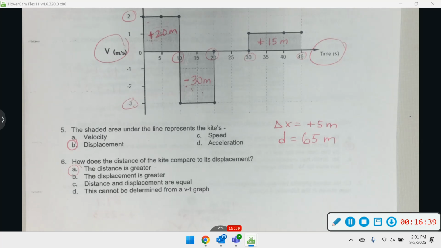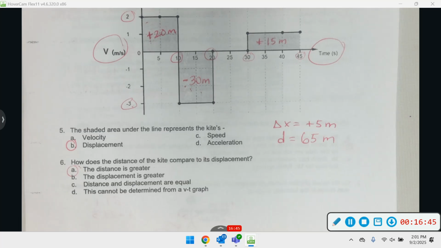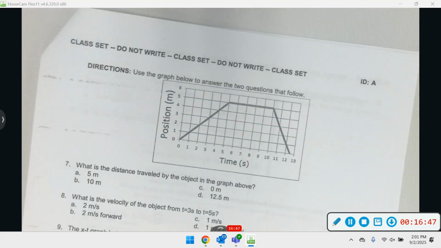Are there any questions about number 5 or number 6? Again, guys, if you do have a question, now's the time to ask. You have a test over this stuff tomorrow.